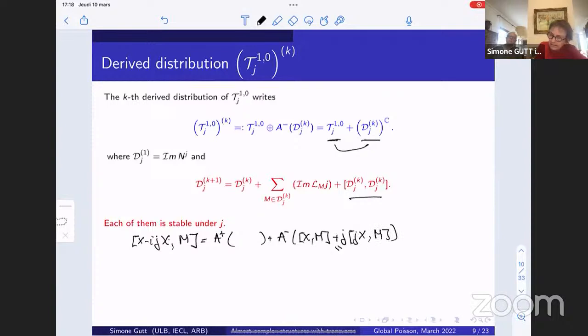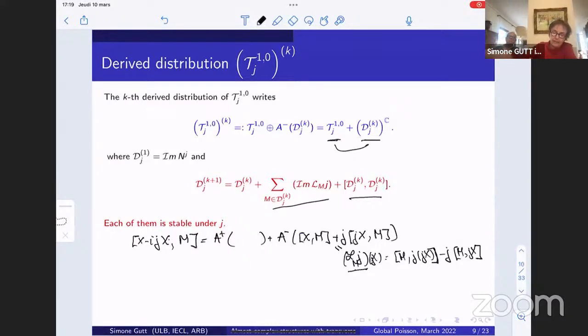And you see that this is exactly the Lie derivative of J in the direction of M evaluated on X. Okay, so it's the same as on JX, sorry. It's M of J of JX minus J of M JX. Okay, so indeed, you must have all the image of the Lie derivative of J in the direction of any element in D_k. And so this is clearly the induction formula and each of them is stable under J.